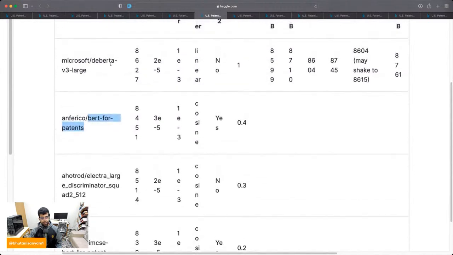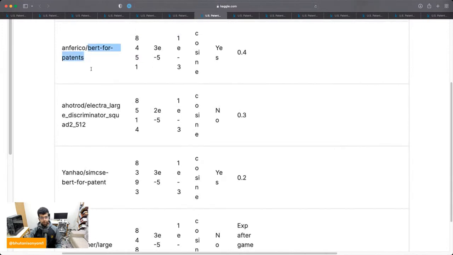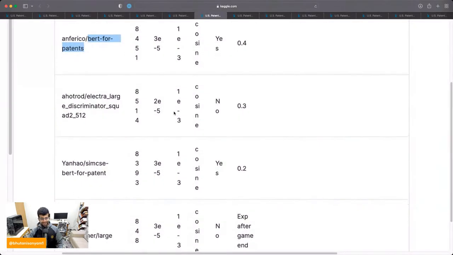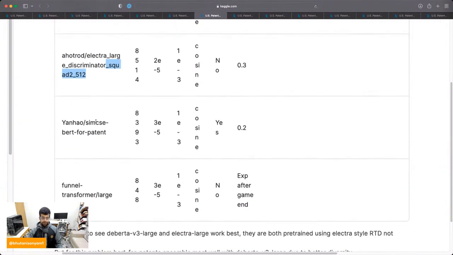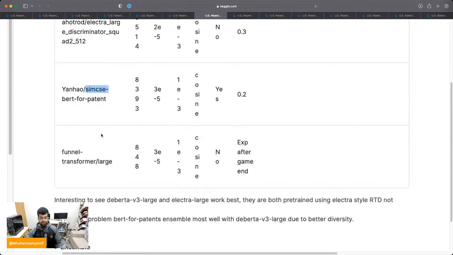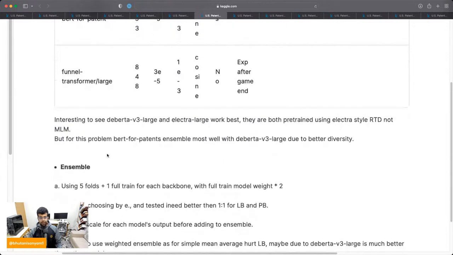And he had used DeBERTa V3L, BERT for Patents. I didn't know that's a cool model. And it's cool that that exists. I didn't know that. That's why we do this live stream, so that I can learn with you all. He had used Electra Large, Squad F512, SimCSE BERT for Patents, another variant, I would assume, of BERT for Patents, and a Funnel Transformer. He said it was interesting to see V3L and Electra Large work best. They are both pre-trained and use Electra-style RTD, not masked language modeling.